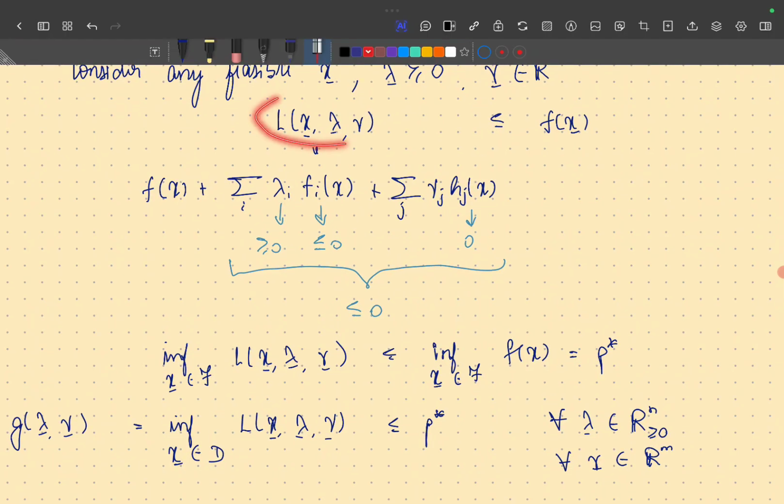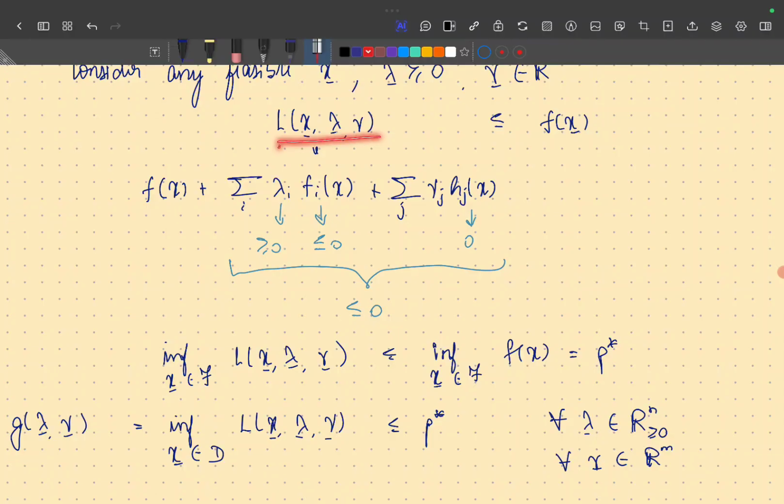So therefore, since this is less than or equal to this, the minimum of this over the set of all feasible points has to be less than or equal to the minimum of the right hand side over feasible points, because this inequality holds for all feasible points. It doesn't hold for any arbitrary x. It holds true only for feasible x. So only if x satisfies the constraints do you have this inequality. If x does not satisfy the constraints, then I don't guarantee that this inequality holds.